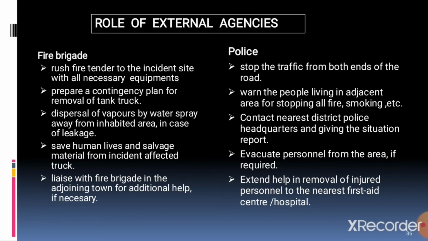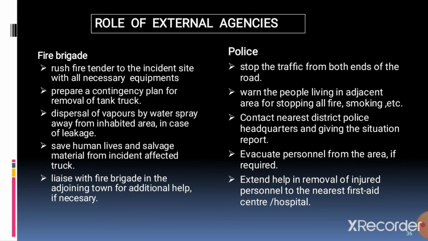First is fire brigade, rushes fire tender to the incident site with all necessary equipment, prepare a contingency plan for removal of tank trucks, dispersal of vapours by water spray, save human lives and salvage material from incident affected truck, liaise with the fire brigade in the adjoining town for additional help if necessary.